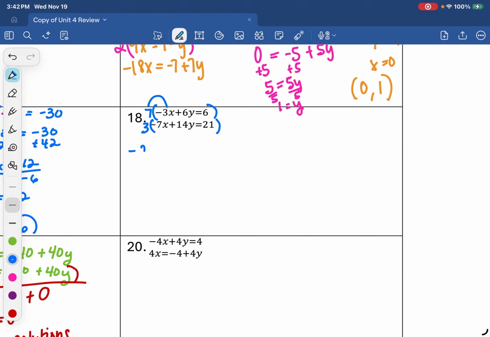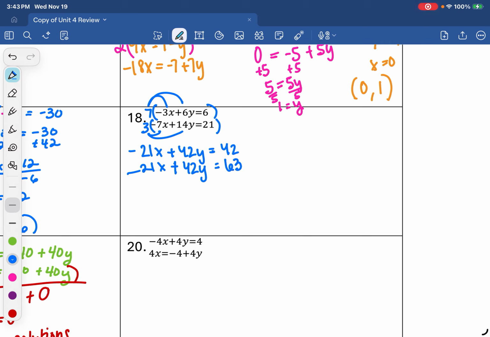Okay, now let's see what we get. 7 times 3x is 21x. 7 times 6y should be 42y equals 42. And do the same thing with the bottom here. 21x. 3 times 14 is 42y equals 3 times 21 is 63.